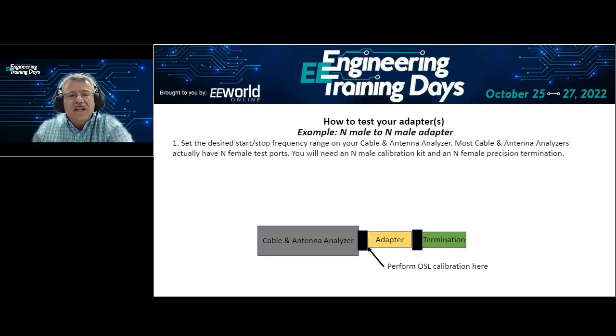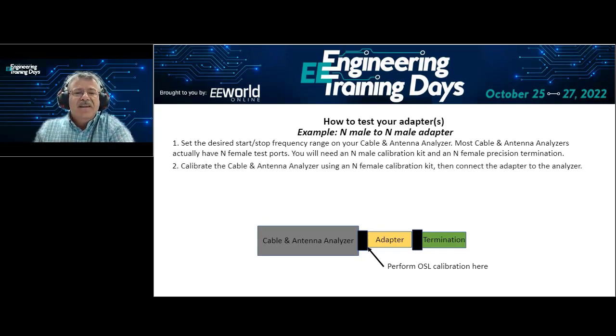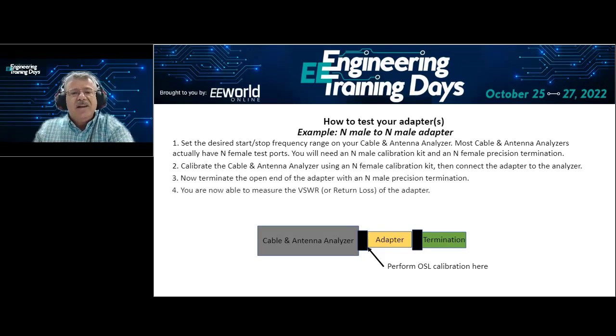I'll go through these next few slides fairly quickly because it's basically the same process. The only difference is now this is an N male to N male adapter. So at that point, you need an N female connection or a calibrated N female test port. However that's done, whether it's N female on the instrument itself or whether you put an adapter to convert your test port to an N female. Then you'll use N male calibration components. You'll do your calibration like you did before, and you'll connect, and then you'll terminate with an N male on the other end or an N female at the other end, depending on your gender of adapter.